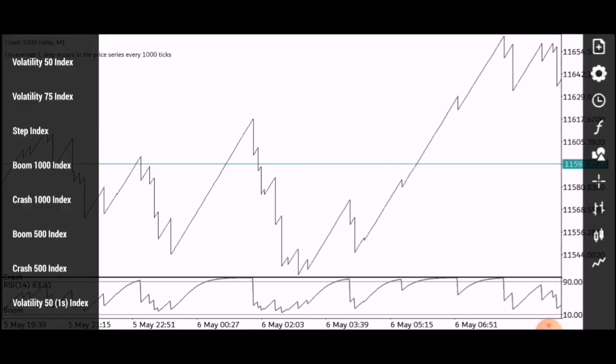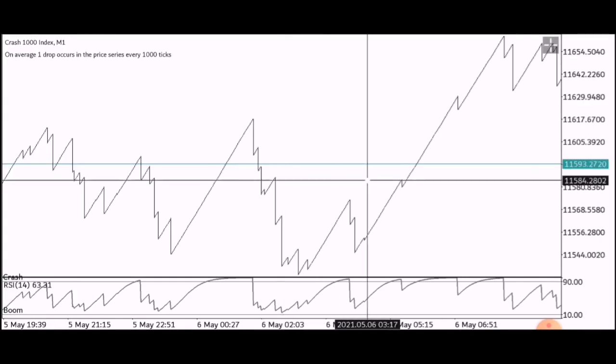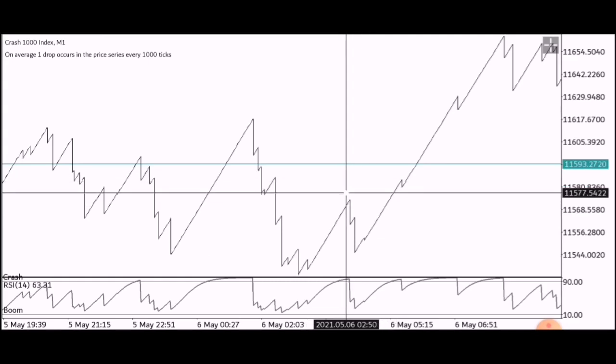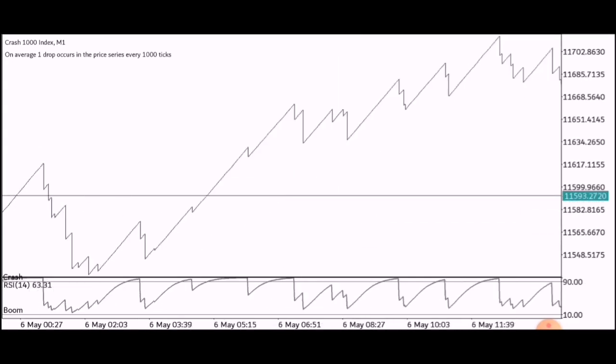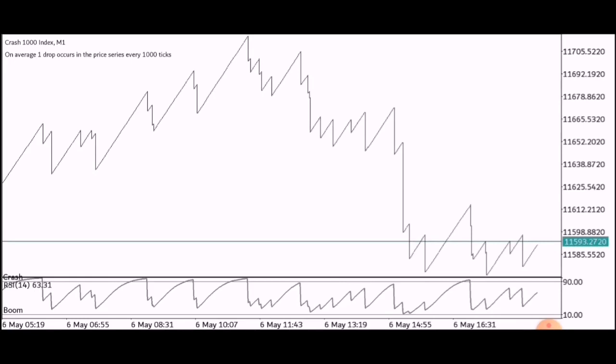Can you see that? It's happening over and over again on Crash Index, right? Can you see it? Can you see the condition is being met here? Try out this strategy and let's see how it works for you.